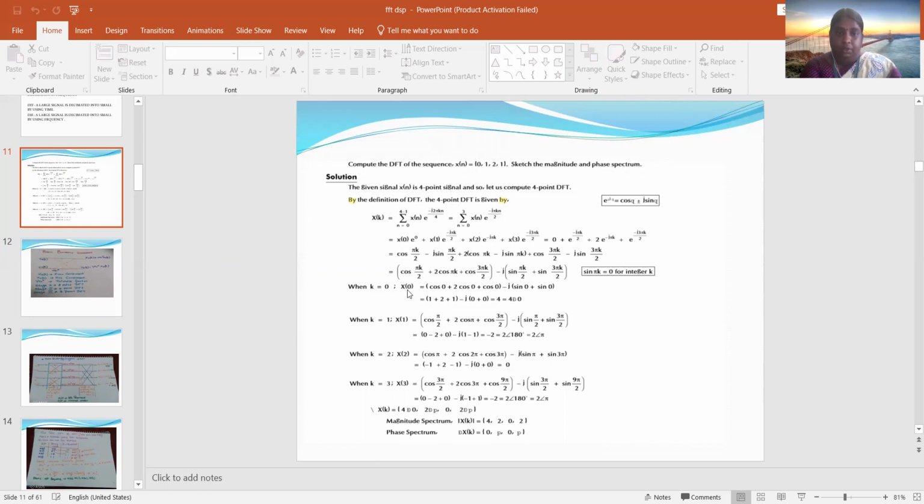For k equal to 0, the final answer is 1 plus 2 plus 1 plus 1, so the answer is going to be 0. Similarly, when k is equal to 1, the k value will be 1 and the n value will be moving from 0, 1, 2, 3. If I substitute all the values, the final answer is 2 angle 180, or 2 pi. Like this I can find the values from 0 to 3, and after that I frame the magnitude and phase spectrum. This is generally how we do it using the DFT.